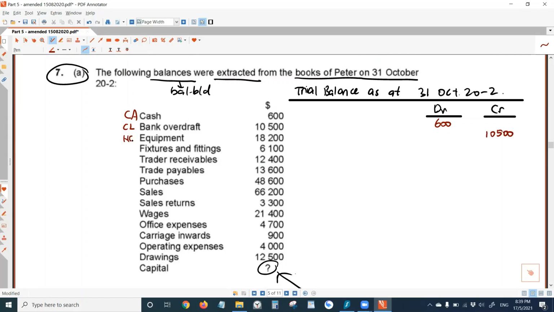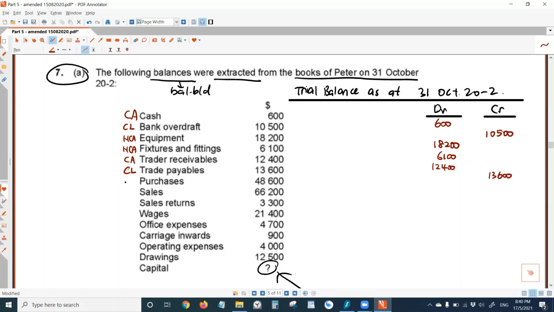Equipment is an NCA, non-current asset. So 18200 is here. Fixtures and fittings is also an NCA, so it's on the debit side. Trade receivable, current asset, 12400. Whichever of these items you don't understand, you let me know. We cannot just simply follow that these groups of items are NCA, these groups of items are CA, and so on. You must understand what they are and why they belong to this category. Trade payables, CL, the amount is 13600.